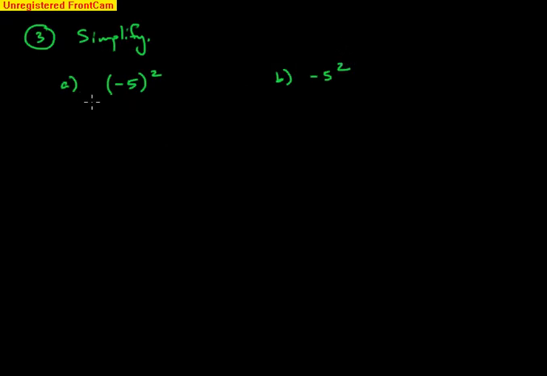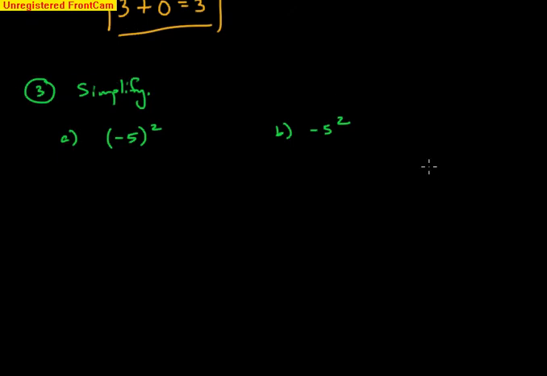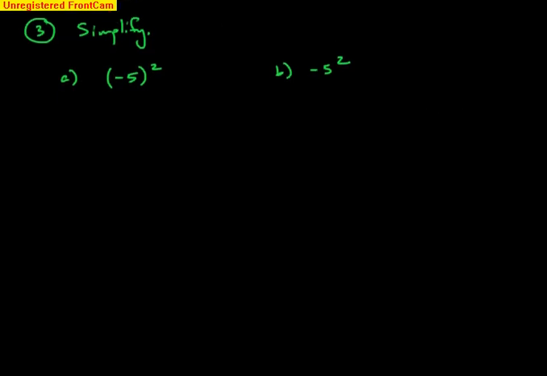Okay, here's the next problem. We want to simplify, and this is all about exponents. So in part A, we have -5 in parentheses squared, and in part B we have -5 no parentheses squared. Well, we need to remember that being squared means I multiply that base by itself 2 times. So the base is -5 because the parentheses are around the negative. So -5 times -5. A negative times a negative is a positive, and 5 times 5 is 25.